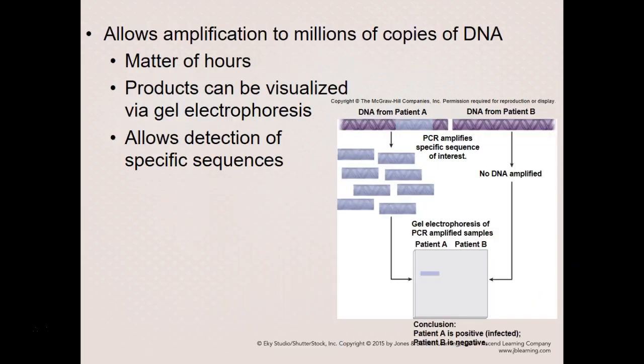So what this does is it amplifies DNA very rapidly. And we can run the genes on a gel to identify DNA fingerprints or to identify specific mutations.